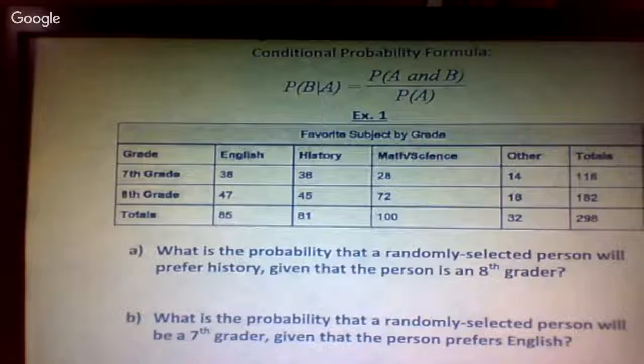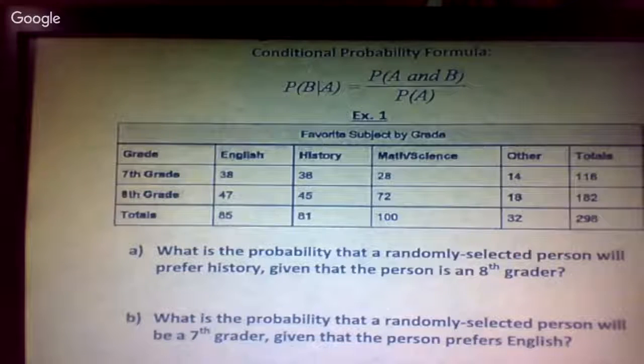Okay. This page is going to show you how to do conditional probability from what we call a two-way table. A two-way table deals with different things. Across the top, they're talking about your favorite subject by grade. So that's one way. Down the side, they're talking about the grade level that you're in. So that's the second way. And they cross it to make a two-way table.